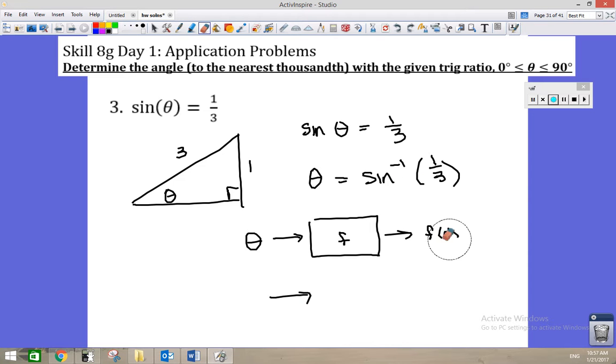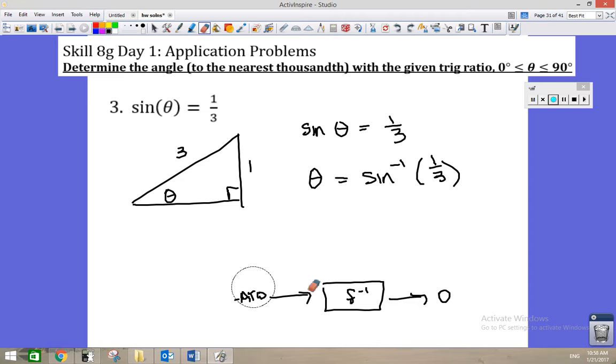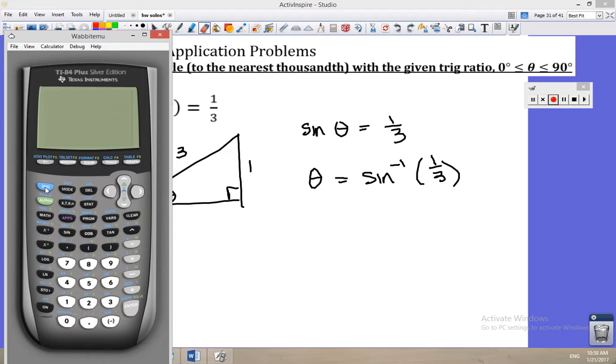So let's call this a ratio. If we want to give it the ratio and have the output be the angle measure, we need these two functions to undo each other, to be inverses. So that's exactly what we're allowing the calculator to do for us. So the inverse sine of 1/3, I'm getting that the angle measure is 19.471, at least to 3 decimals.